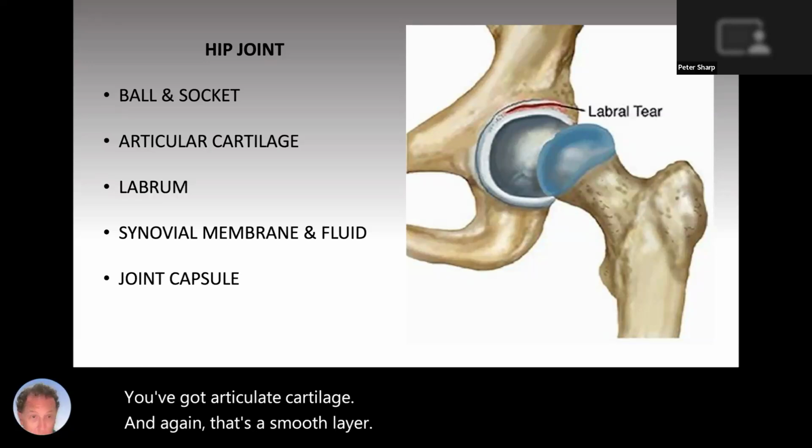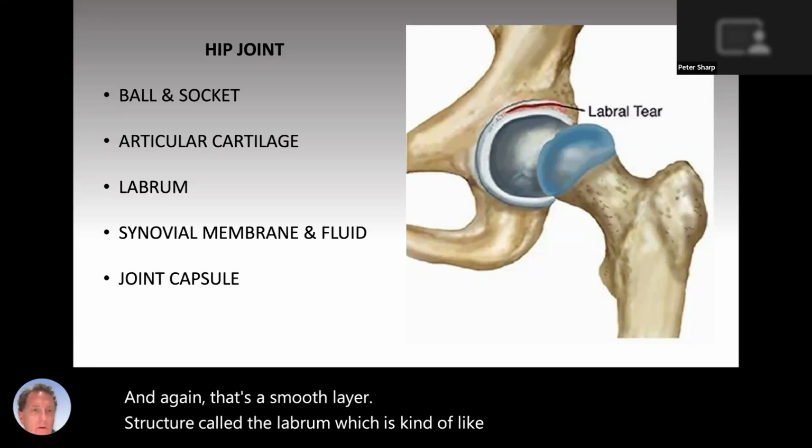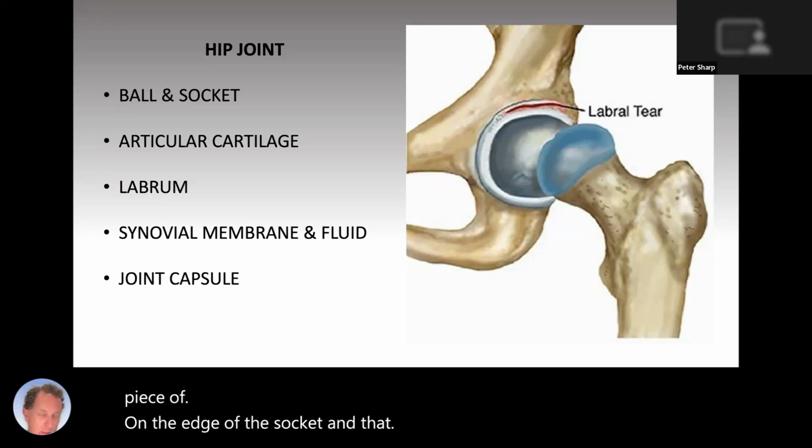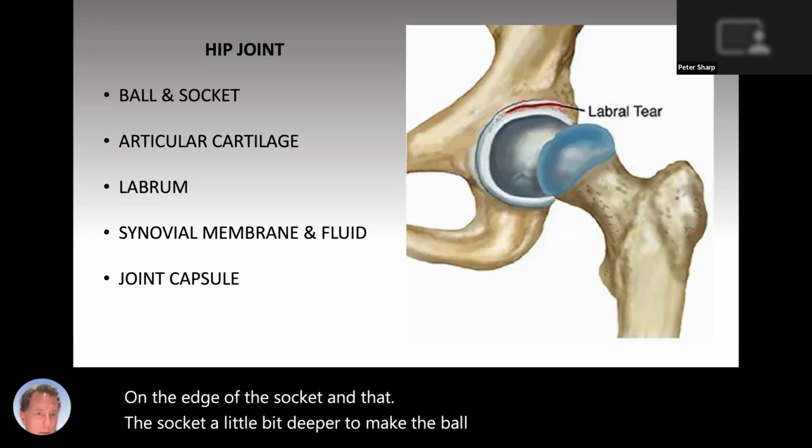With your hip, you've got another structure called the labrum, which is kind of like a donut-shaped extra piece of cartilage around the edge of the socket, and that just makes the socket a little bit deeper to make the ball sit in the socket a bit easier. And obviously you can have tears of that labrum. That's a labral tear.